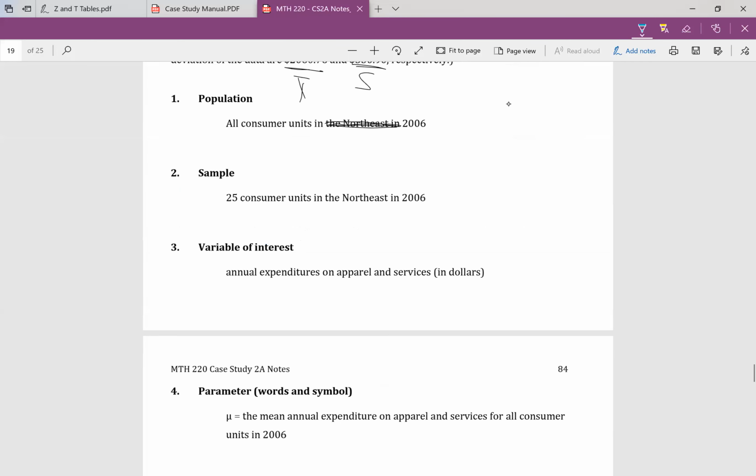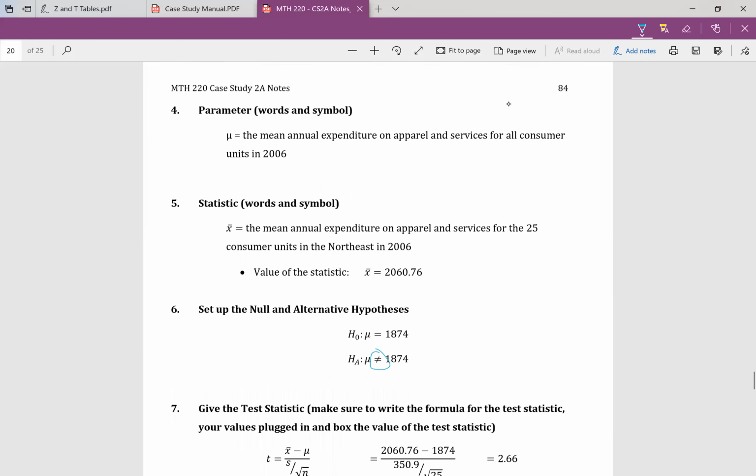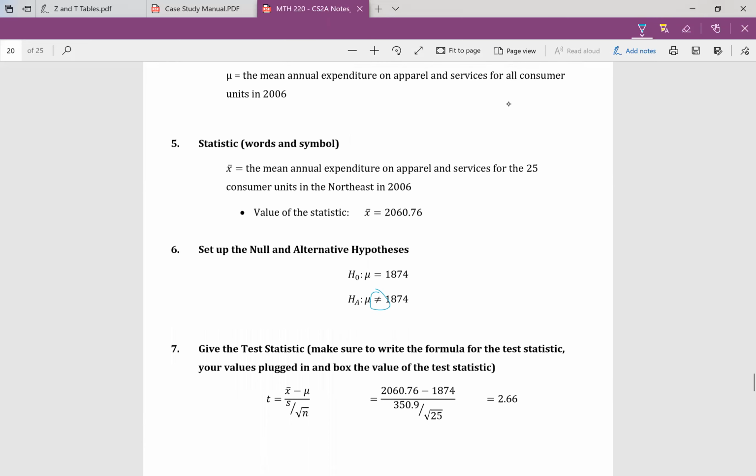Okay. And so what we have for the value of our test statistic, I got 2.66. Again, we want to make sure that when we're plugging this into our calculator, we're using brackets or parentheses around the top and the bottom. And you should get 2.66 as your test statistic.